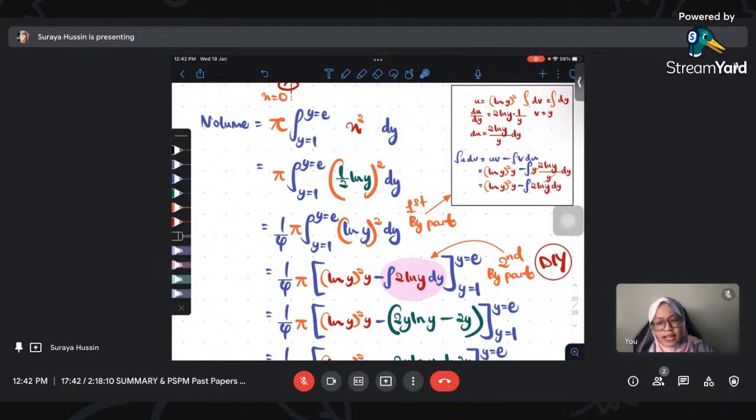Soalan ni solving dia yang memang hot lah, very hot because it's renyah, sangat annoying. To be honest, I'm doing that. Saya yang buat benda ni kan. Saya dah try benda ni.